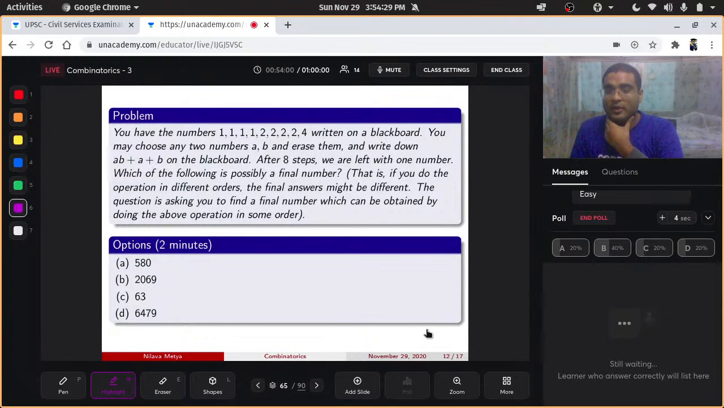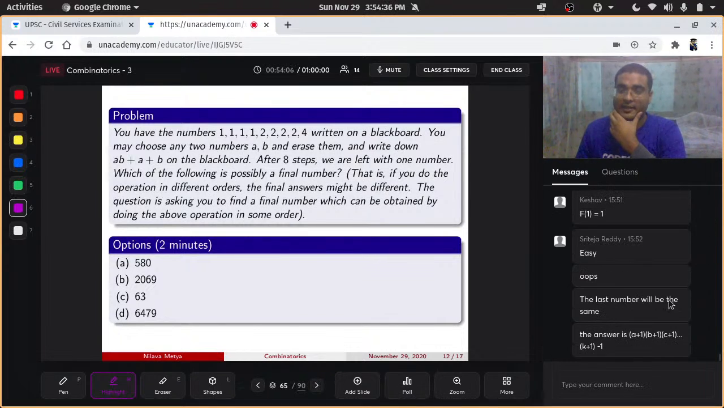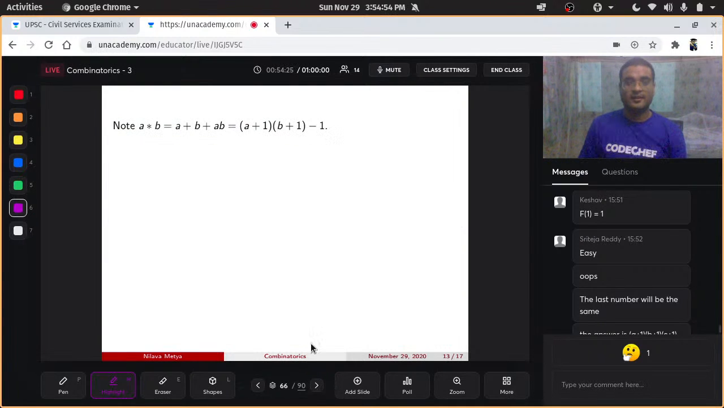Okay, so all 4 have got answers. Poll has ended. Okay, yes. So Sriteja has got it. So let me tell you. The correct answer is what? No, I won't tell you the correct answer. That's a surprise as well.